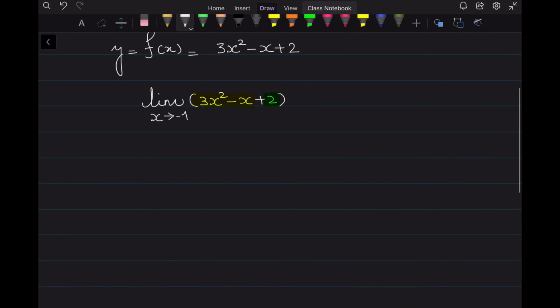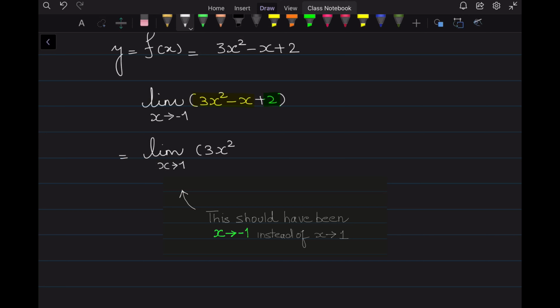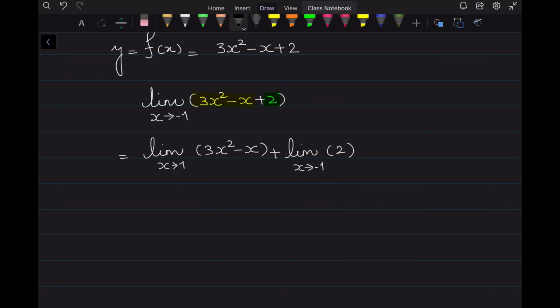So I can write this limit as the limit as x approaches minus 1 of 3x squared minus x plus the limit as x approaches minus 1 of this constant function 2. So I have applied the limit law of addition here, which says that the limit of a sum is equal to the sum of the limits. And this is the first limit law that we discussed in our previous lesson. So in our list, it is at number 1. So I will write it as by law 1.